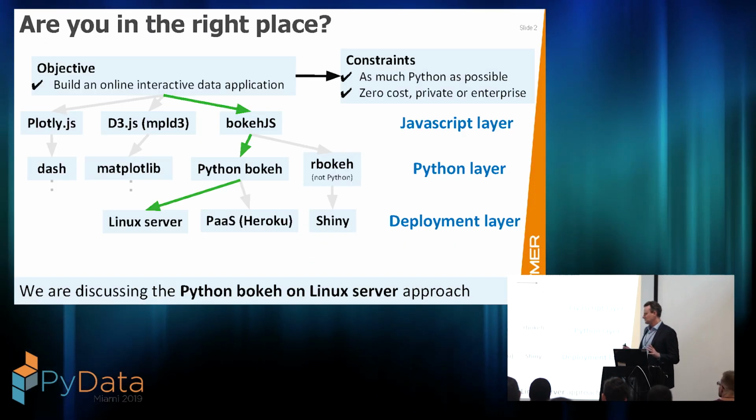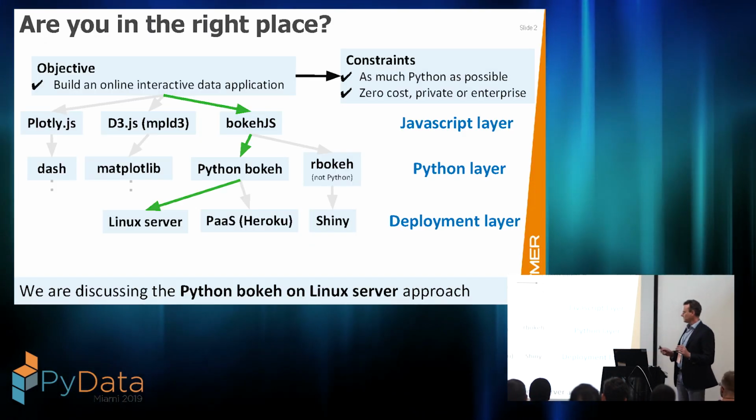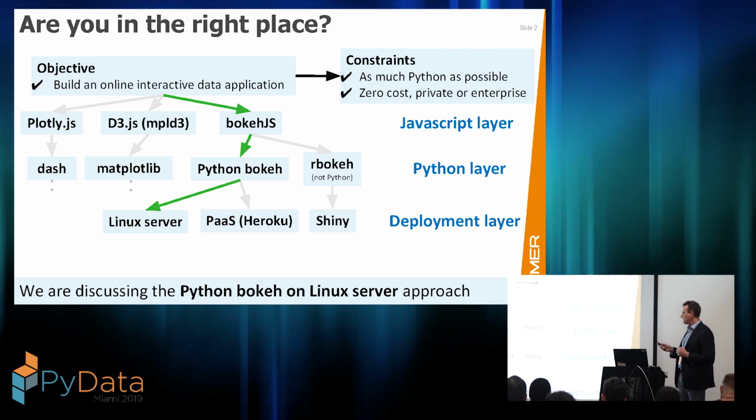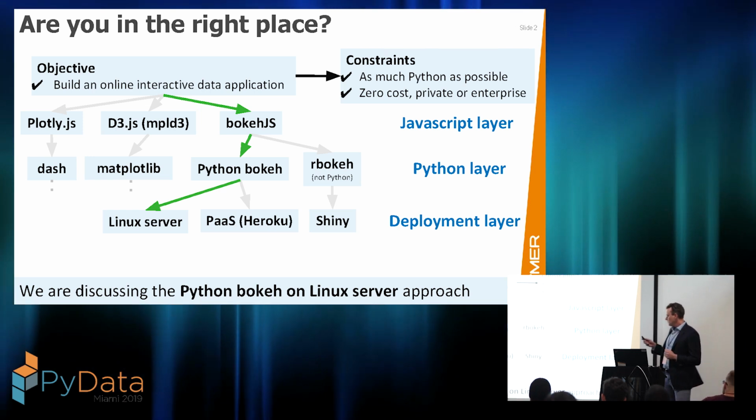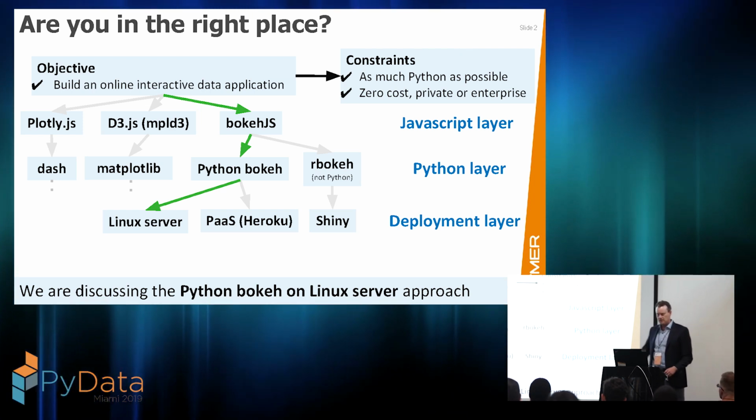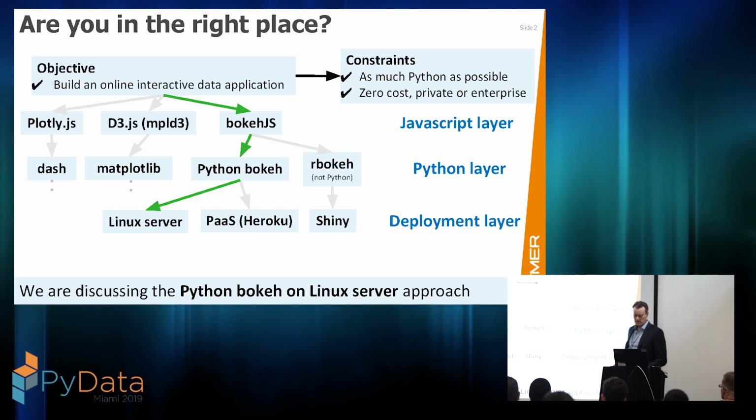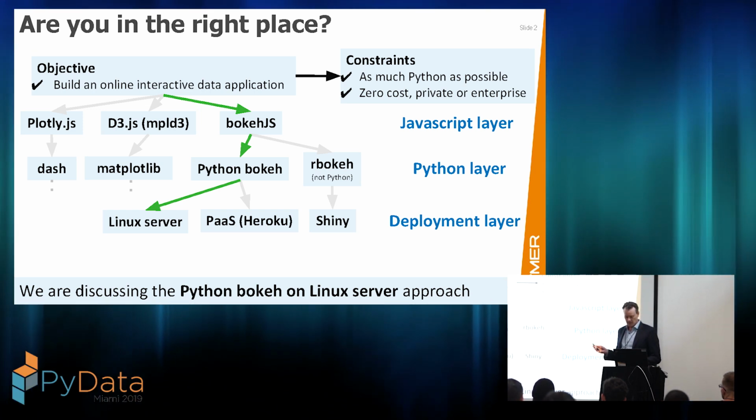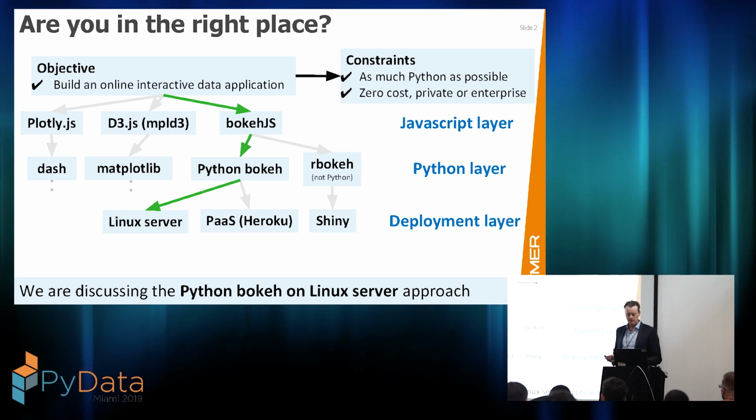All right, so let's make sure you're in the right place. Let's start off as real engineers. Let's define an objective and constraints. So what we want to do in this talk is build an online interactive data application. Now, in software, there are a million ways to do that. So let's apply our constraints and focus our approach a little bit.